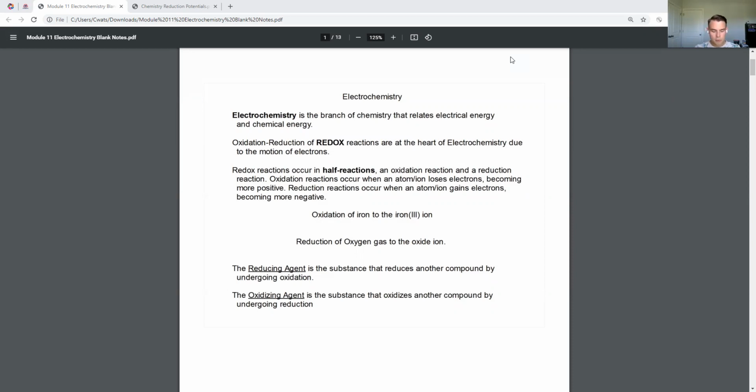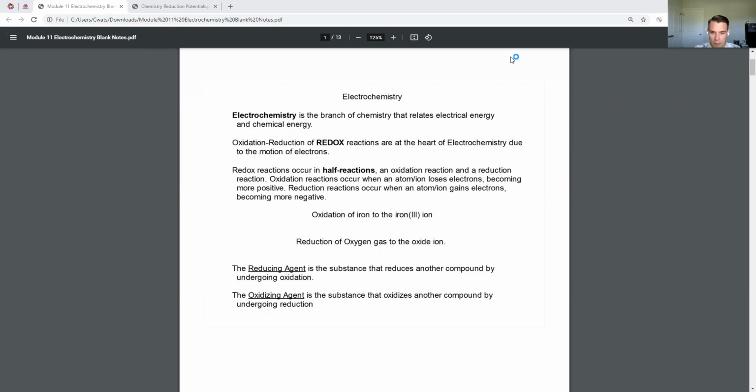This last video is going to be on electrochemistry. Electrochemistry is the branch of chemistry that relates electrical energy and chemical energy. We have previously talked about redox reactions, but we're going to go into more detail. Oxidation-reduction, or redox, reactions are the heart of electrochemistry due to the motion of electrons, which we know is what electricity is.